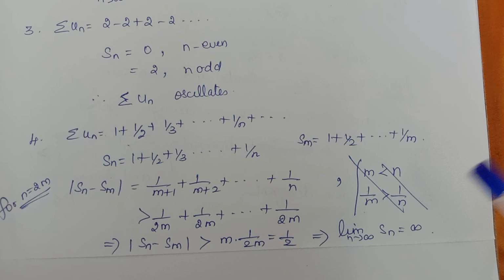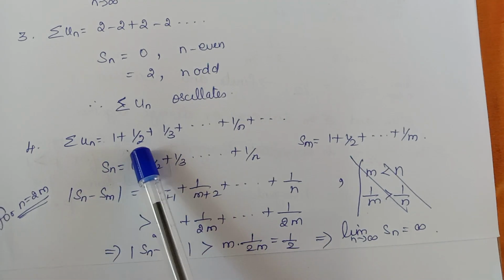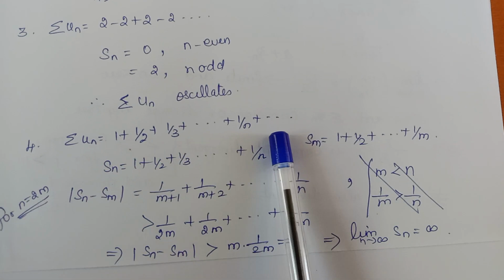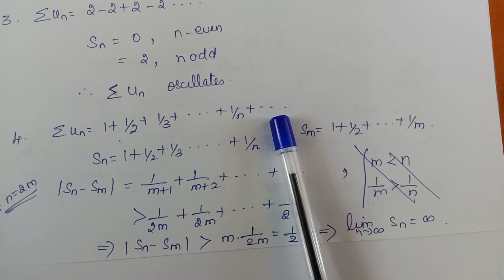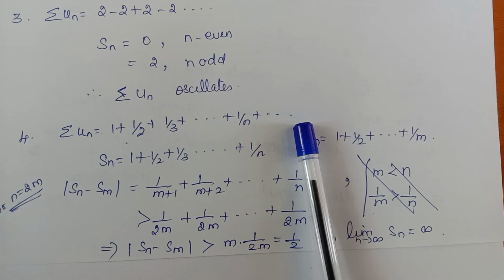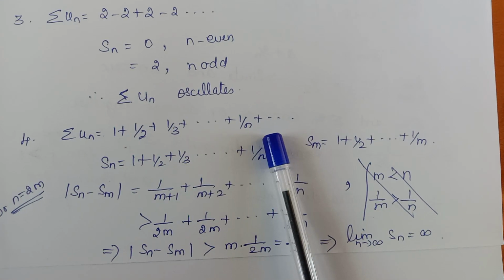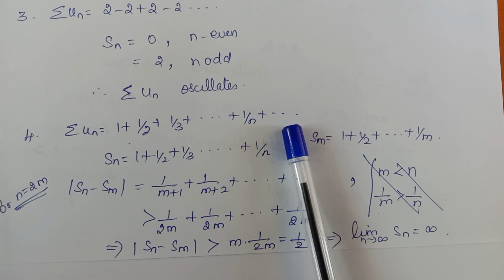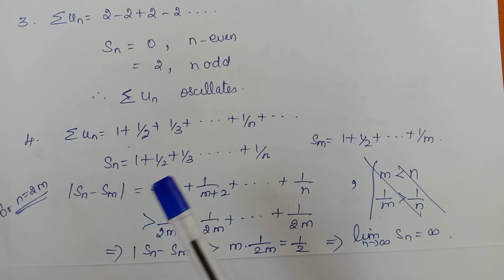Okay, right. Then the next one is 1 plus 1 by 2 plus 1 by 3 plus etc. plus 1 by n plus etc. This is a very famous example both in sequence and series. When you talk about the sequence, it is convergent to 0. Okay, but in series actually it is not a convergent series. It diverges actually. Okay, let's check it correctly.